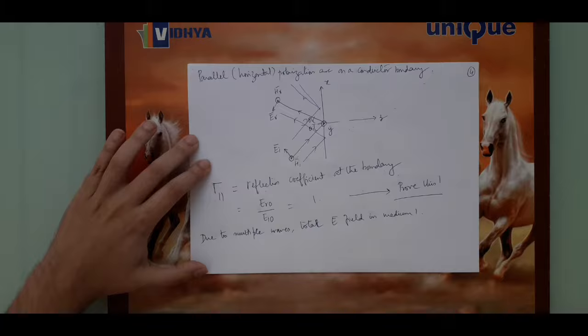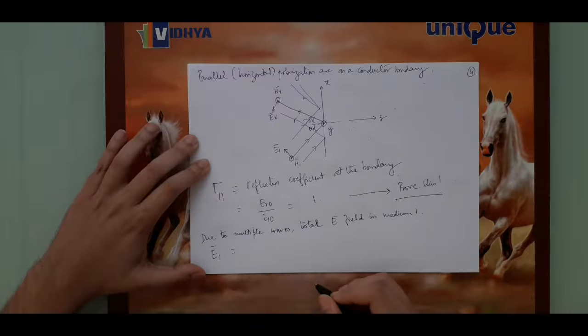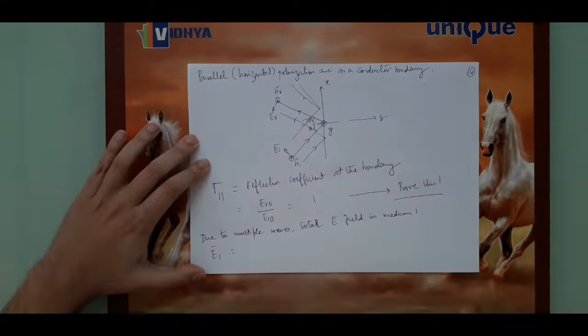So I am writing the answer directly. I am not proving the whole thing. You can continue from the proof of this. So in this case, E1 vector is... now notice that the E field is on the xz component, or in the xz plane. So E1 will have two components, one x component and a z component.